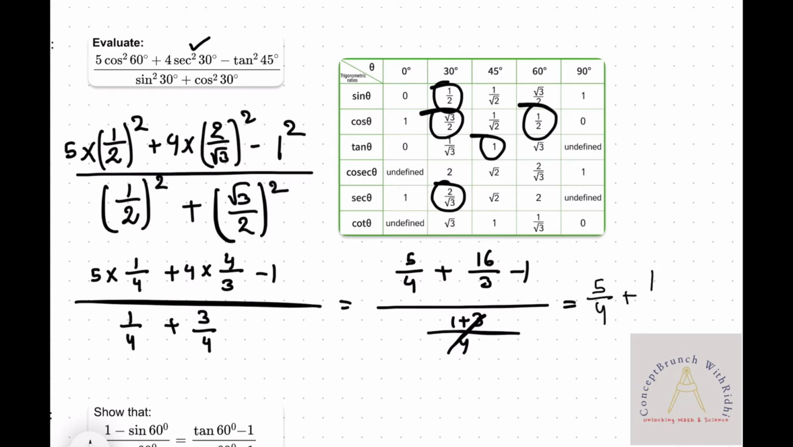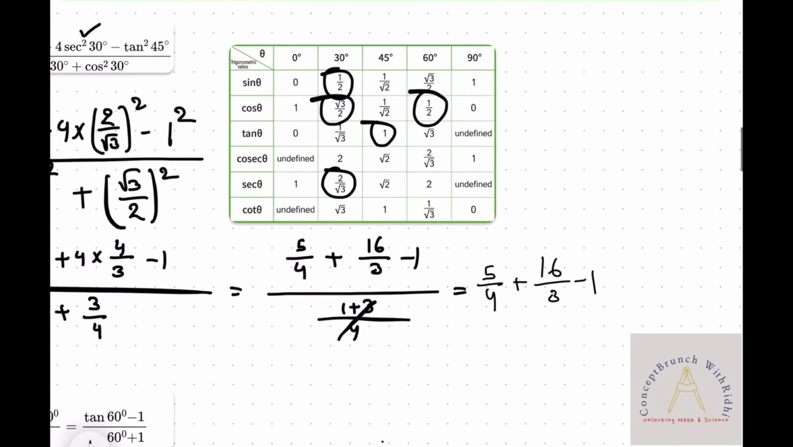Okay. Next, let's take an LCM for this. If you take an LCM, you will get 12 as the LCM, right? So over here we can write 15 plus, over here 12 divided by 3 is 4, times 16, that we can write 64, minus 12. So 15 plus 64 minus 12 we can write as 67 divided by 12, which is the final answer.